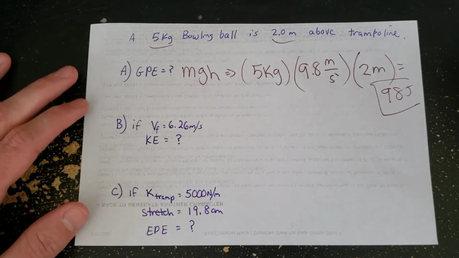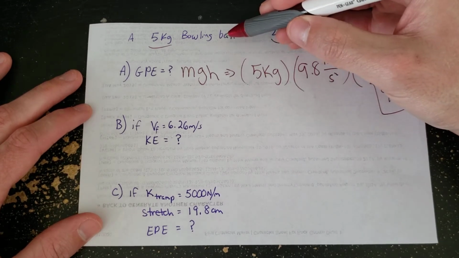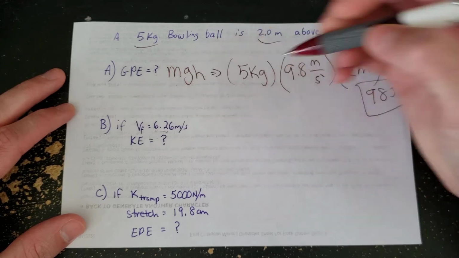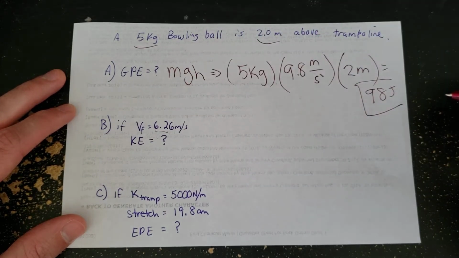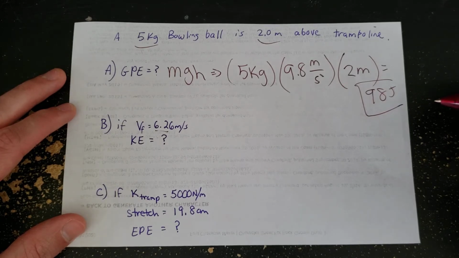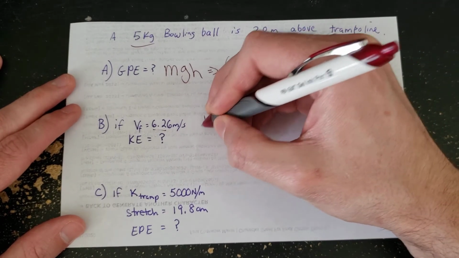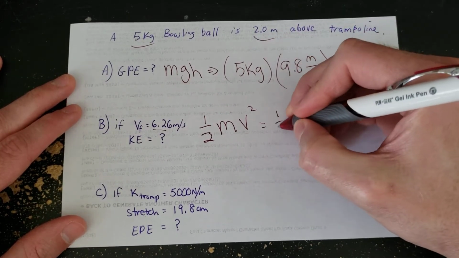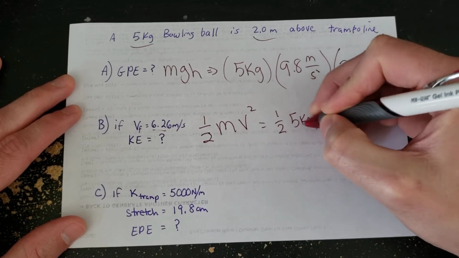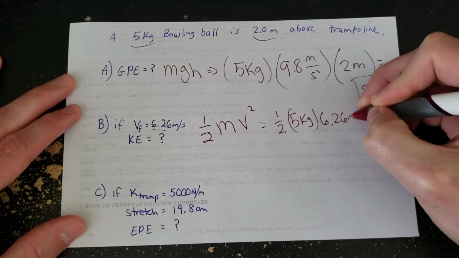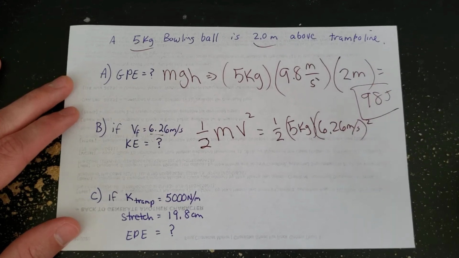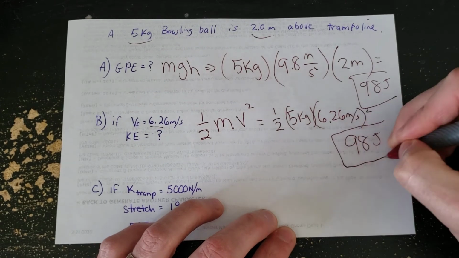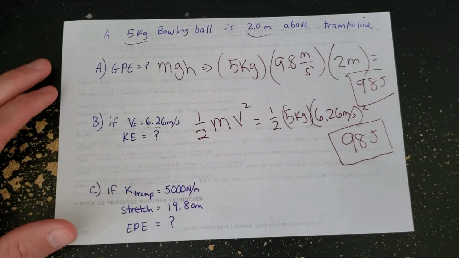For part 2, we've dropped the bowling ball, and we used kinematics to determine that just before it hits the trampoline, it's going to be going 6.26 meters per second. What is its kinetic energy just before it hits the trampoline? Well, kinetic energy is 1/2 mv squared, mass times velocity squared. So that's 1/2 times the 5 kilogram mass times the 6.26 meters per second squared. Oh, and hey, you plug that in, guess what? It's 98 joules. This is starting to lead us toward a conversation we're going to have next week.